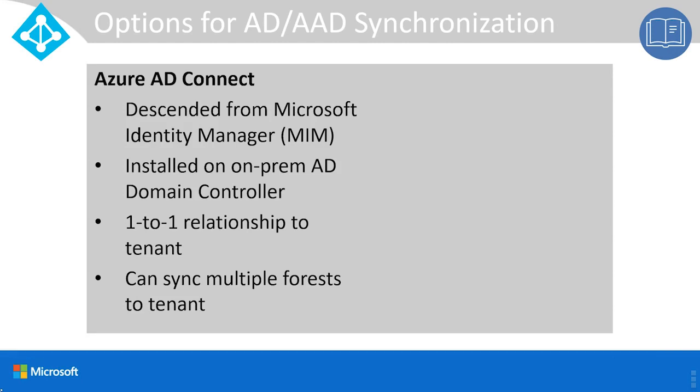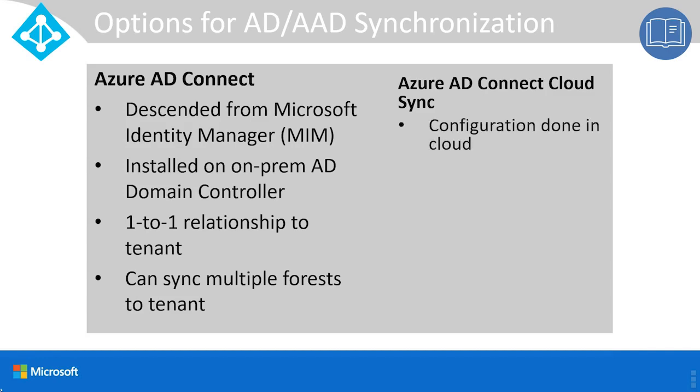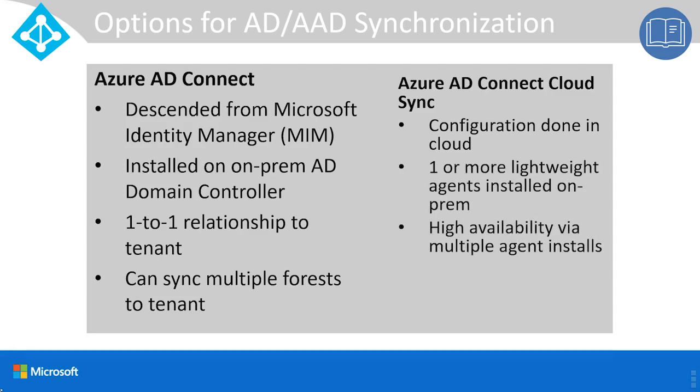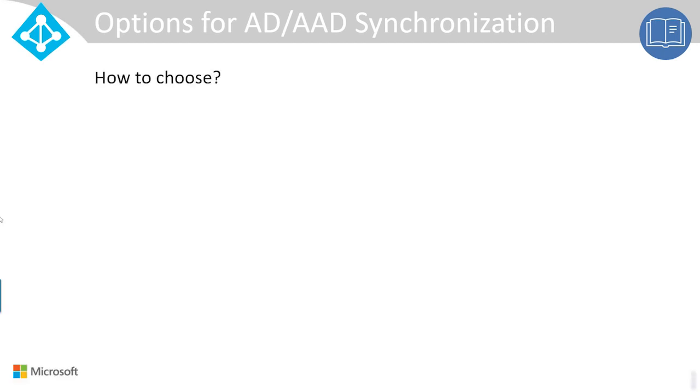The second synchronization option is Azure AD Connect Cloud Sync. With Cloud Sync, most of the configuration is done in the cloud via the Cloud Portal, and you just install one or more lightweight agents on servers in your network to manage the communication. Adding multiple agents provides high availability. And although Cloud Sync is arguably easier to set up and maintain than Azure AD Connect, it also has fewer features. So how do you choose between the two synchronization options?